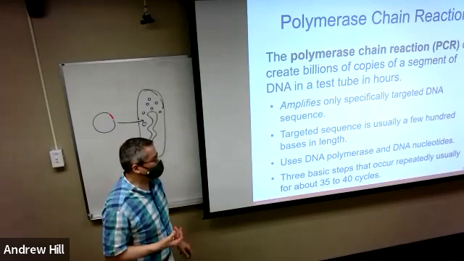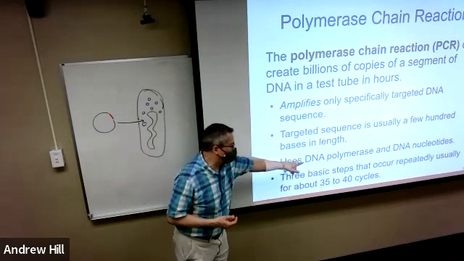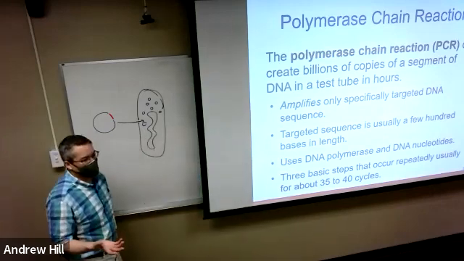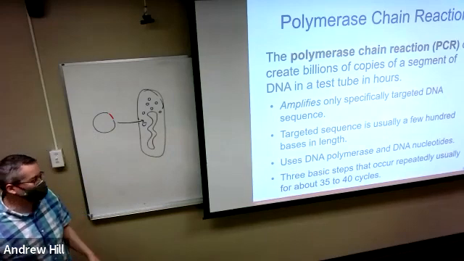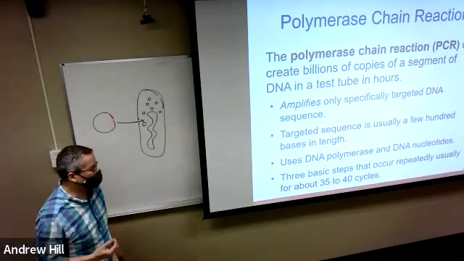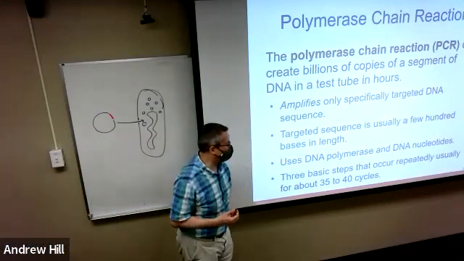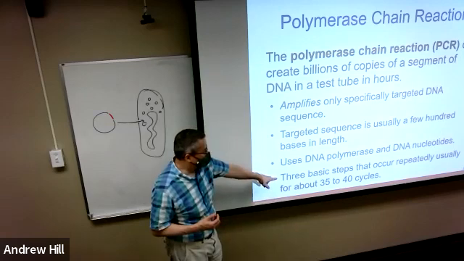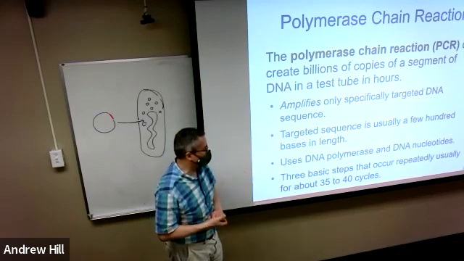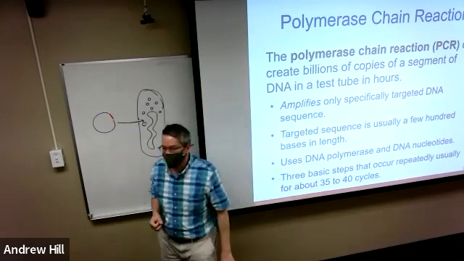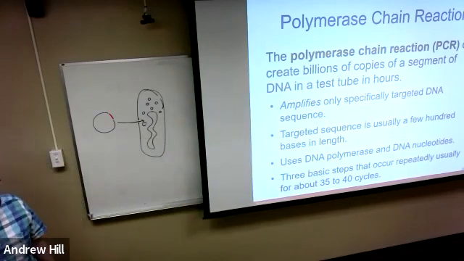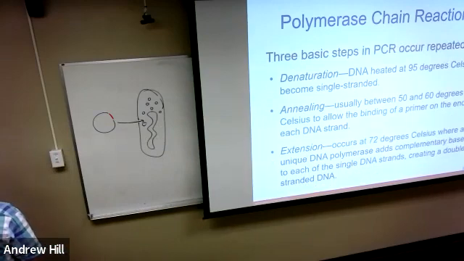It uses an enzyme called DNA polymerase, as well as raw materials to make the DNA. That's going to be DNA nucleotides, which you can just buy now. You just order a bunch of nucleotides and they'll come in the mail to you, right? And actually everything you order in these little kits now, it's very easy and simple. The three basic steps occur repeatedly, usually about 35 to 40 cycles, to take a very small quantity of DNA and amplify it by millions of times, billions of times. Okay. So how do we do this?